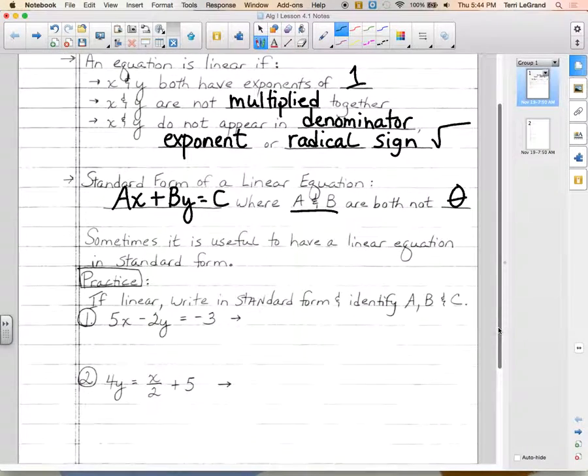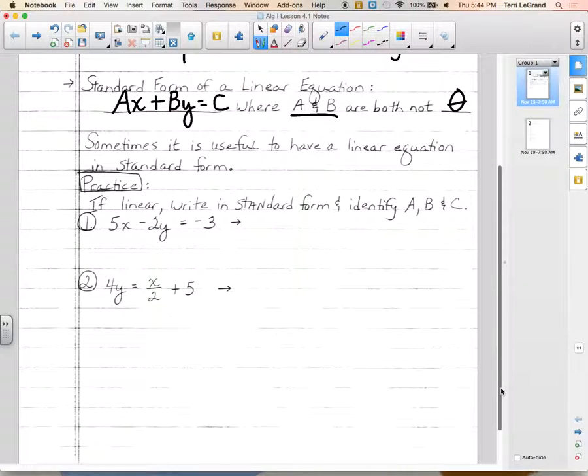So what we do is we're going to learn how we can write an equation in standard form, because there are times it is useful for us to have it that way. So let's do some practice. If linear, so once you decide the equation is linear, then write it in standard form and identify the a, the b, and the c. So we have 5x minus 2y equals -3.